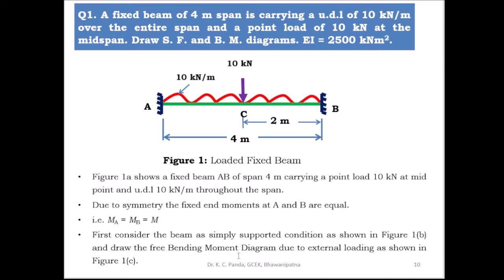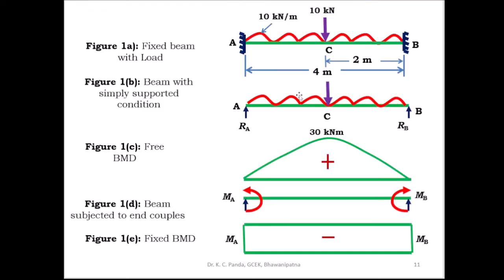First you have to consider the beam as simply supported. Then you have to draw the free bending moment diagram due to external loading. So this is the fixed beam, and first you take the simply supported condition. In the simply supported condition, you take only the UDL and point load, whatever load is given on the beam, and find the end reactions at both ends, RA and RB.